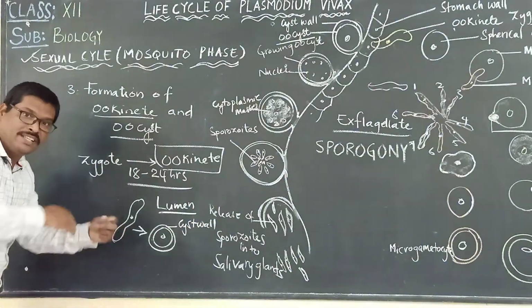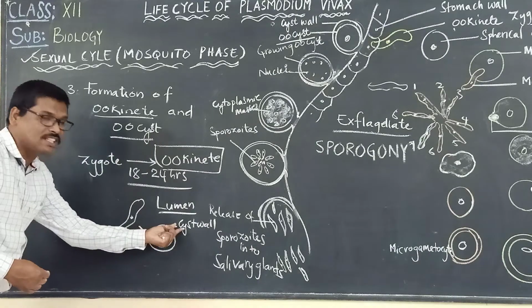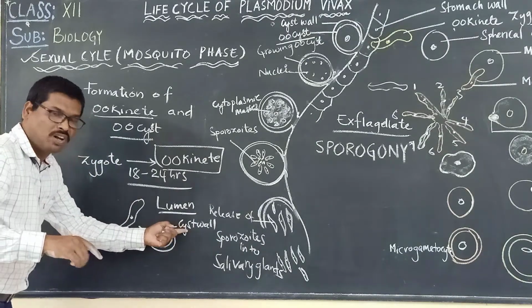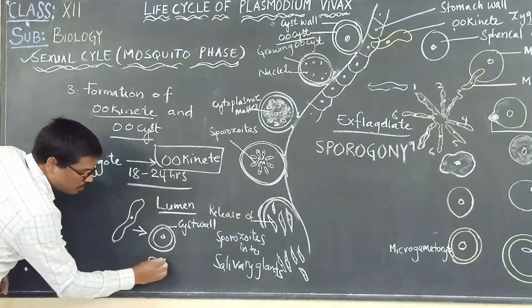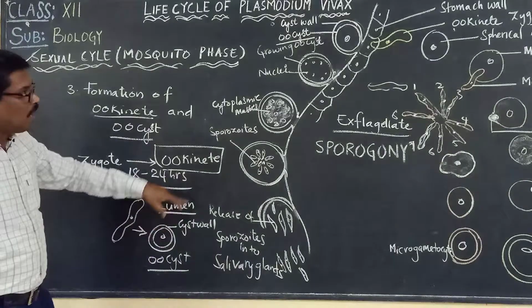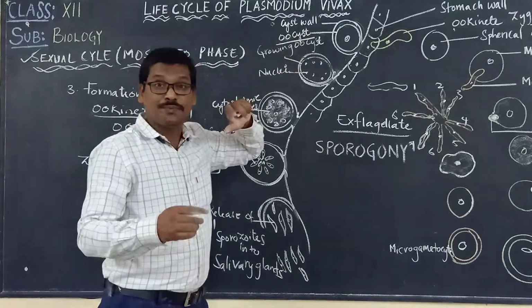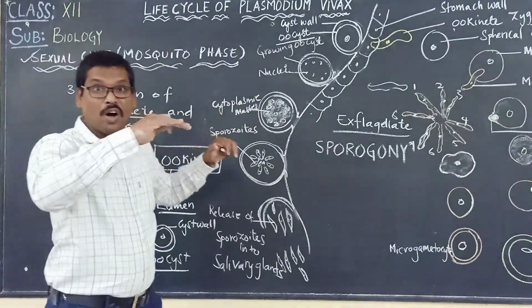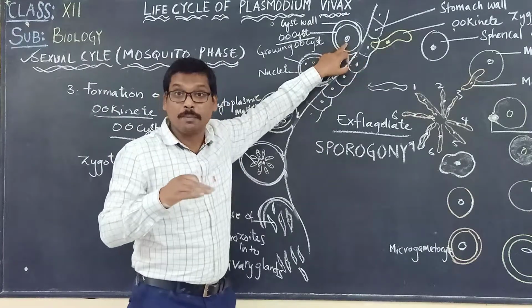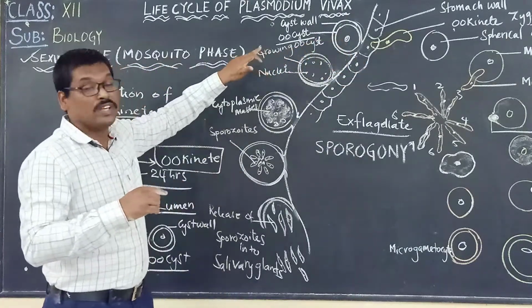So the ookinete is covered or enclosed by the cyst wall. When the ookinete is covered by the cyst wall, we call this structure the oocyst. That is how the oocyst is formed on the surface of the stomach wall cells. This is how it takes place.